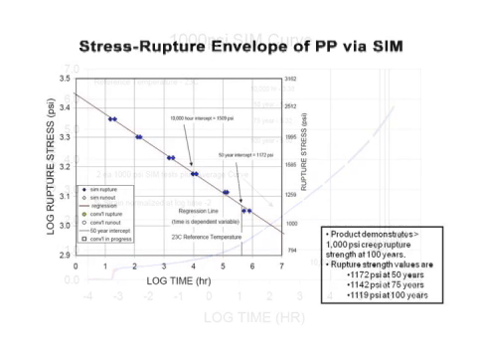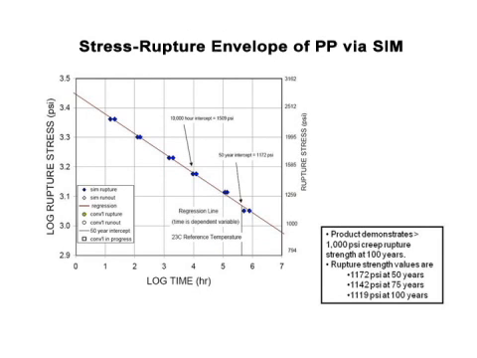Looking at one particular resin, here we see a stress rupture envelope of polypropylene using SIM with a 50-year design service value of 1,172 psi and a 100-year value of 1,119. Again, we feel that we're conservative in using 1,000 psi for the purpose of design.